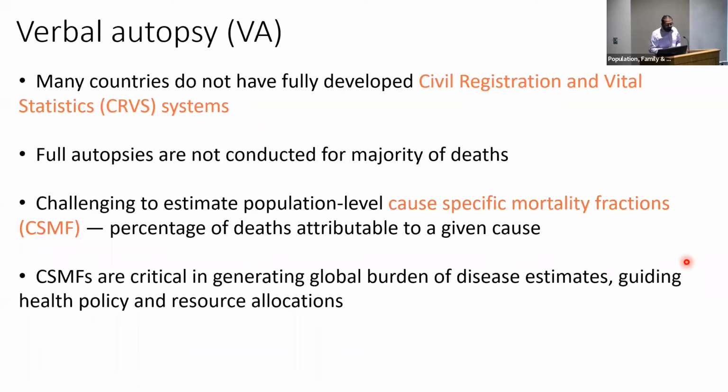If you're not familiar with verbal autopsies, basically many countries, especially low and middle income countries, often do not have fully developed civil registration and vital statistics, or CRVS systems, and full autopsies or proper medical certification is not conducted for the majority of the deaths. So it's challenging to estimate what we call the population level cause-specific mortality fractions, which is simply, within an age group, what percentage of people are dying from specific causes. This is a very important piece of information that helps to generate global burden of disease estimates. The CSMFs also help understand which diseases to prioritize over others. So it's a very important piece in health policy and resource allocation.